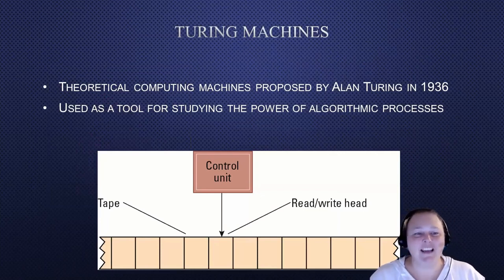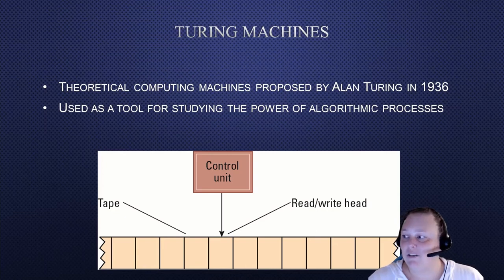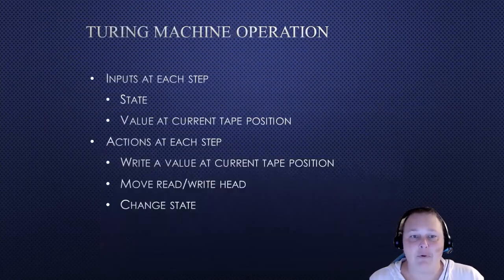Now, Turing machines. A Turing machine is a theoretical computing machine started by Alan Turing in 1936. It is used as a tool for studying the power of algorithmic processes. So what you're going to have is some inputs, it's going to have actions and steps, and it's going to record that, and it's going to produce an output.